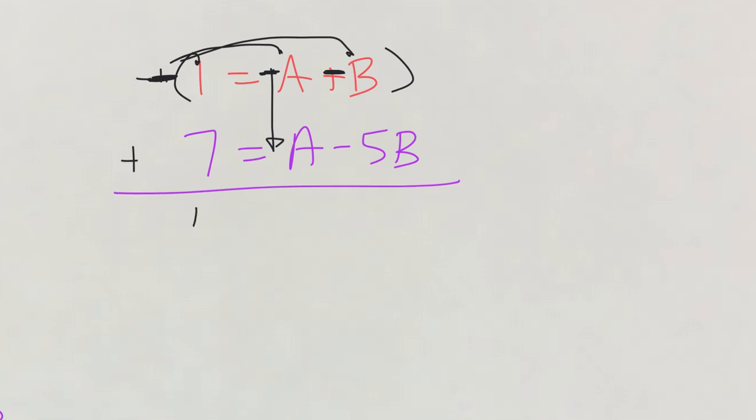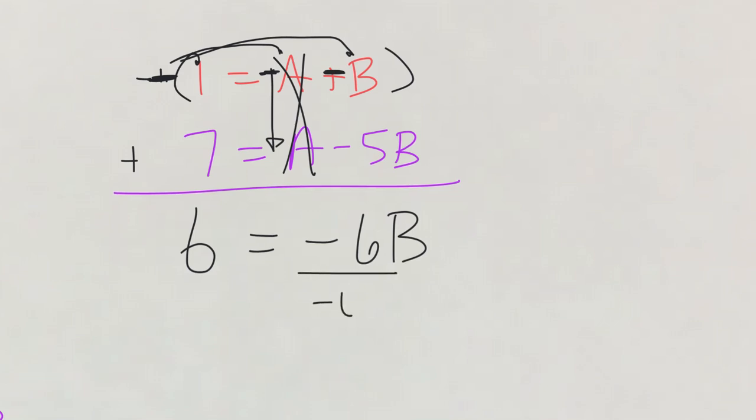-1 plus 7 is 6. Negative a plus a has been eliminated. -1 plus -5 is -6b. So we can quickly find that our b value is -1.